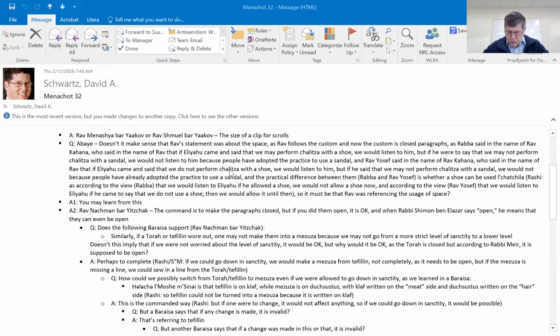But if you don't say what we were saying a few moments ago, that what he means by open is even if it's open, so doesn't this also show that it must be that Rabbi Meir means even open and not just open? No, not necessarily. Dilma lahashlim.